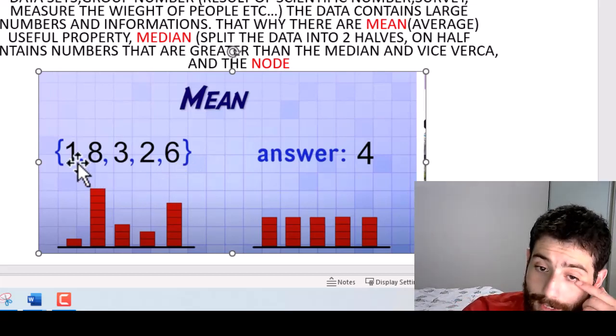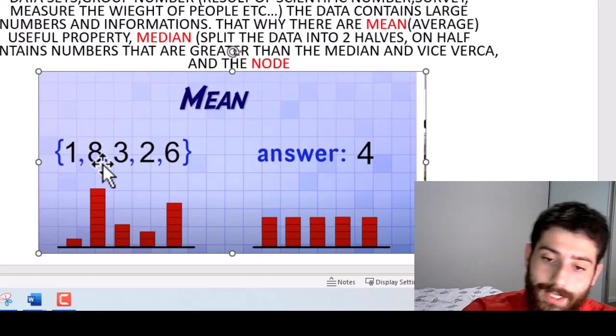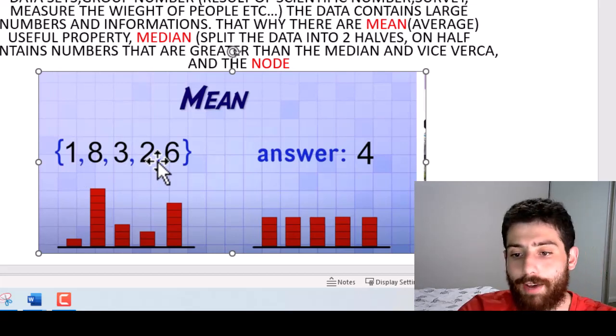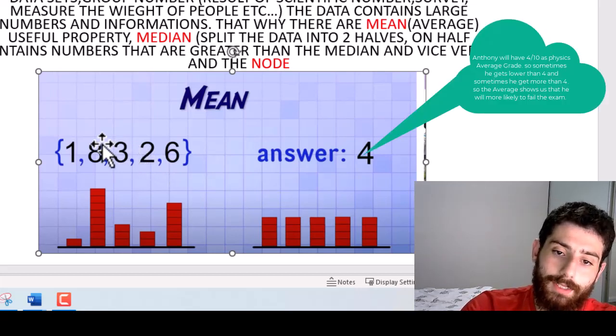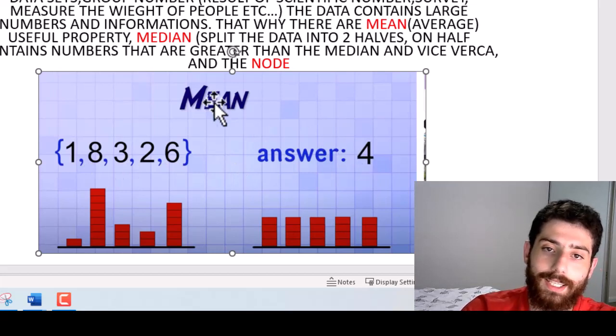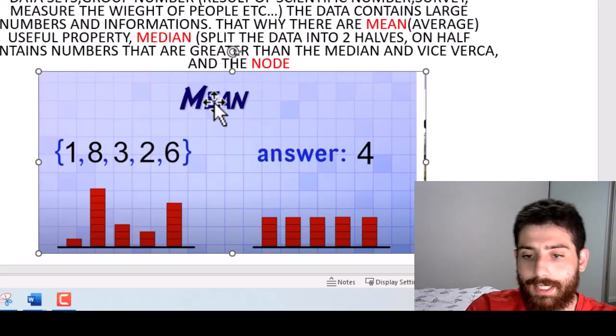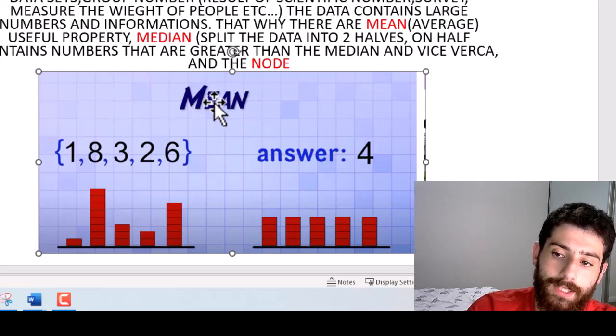So for example, if Anthony has 1 out of 10 in the first physics exam, and he has 8 out of 10 in the second, 3 in the third, 2 in the fourth, and 6 in the fifth, Anthony will have an average of 4 in all the exams. So sometimes in the first exam he has less than the average, and in the second exam he has more than the average. So that's why the mean tells us about the average that Anthony has in the physics results. This is the characteristic, and that's why there is the mean, which tells you about the average of the data that we are collecting.